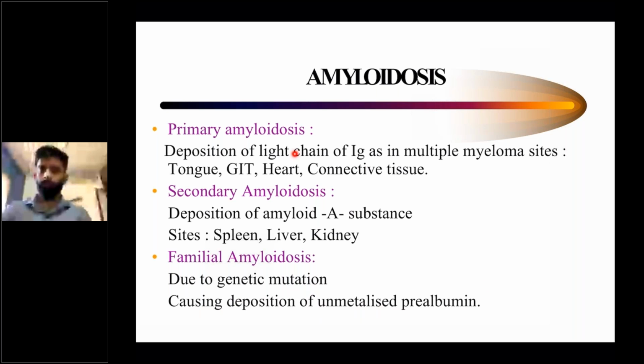Now primary amyloidosis of the tongue can cause bulky tongue, in the GIT can cause bleeding, in the heart it can cause hypertrophic or restrictive cardiomyopathy. In connective tissue it can cause joint pains and other sorts of inflammation and skin diseases. Then deposition in the spleen, liver and kidney can produce kidney failure, liver failure and splenic failure. Due to genetic mutation, it can cause deposition of unmetabolized prealbumin. So these are the manifestations of amyloidosis in brief.